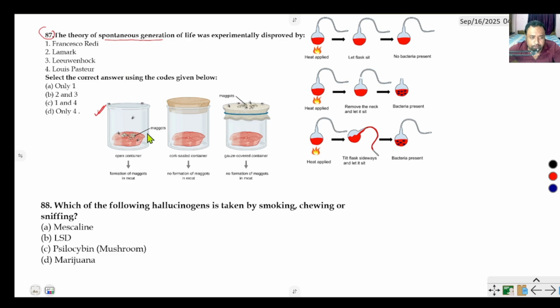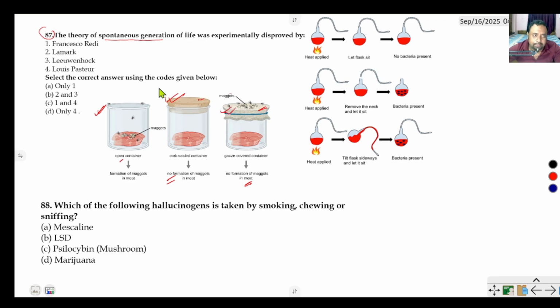He took a piece of meat and left it in an open container. After a few days, he saw that maggots had grown on the meat. Then he covered this container with a cork. Then no maggots formed. And then again he covered the container with gauze, no formation of maggots. But he did not properly explain why maggots did not grow on meat in the presence of cork or gauze.